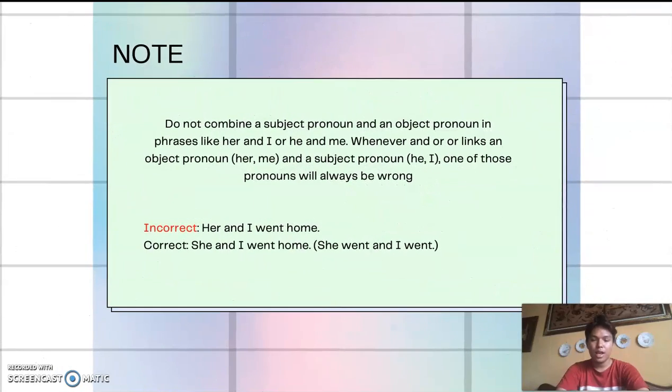For the notes, do not combine a subject pronoun and an object pronoun in phrases like her and I or he and me. Whenever and links an object pronoun, her and me, and a subject pronoun, he and I, one of those pronouns will always be wrong. For example, incorrect: her and I went home. And the correct is: she and I went home. She went and I went.